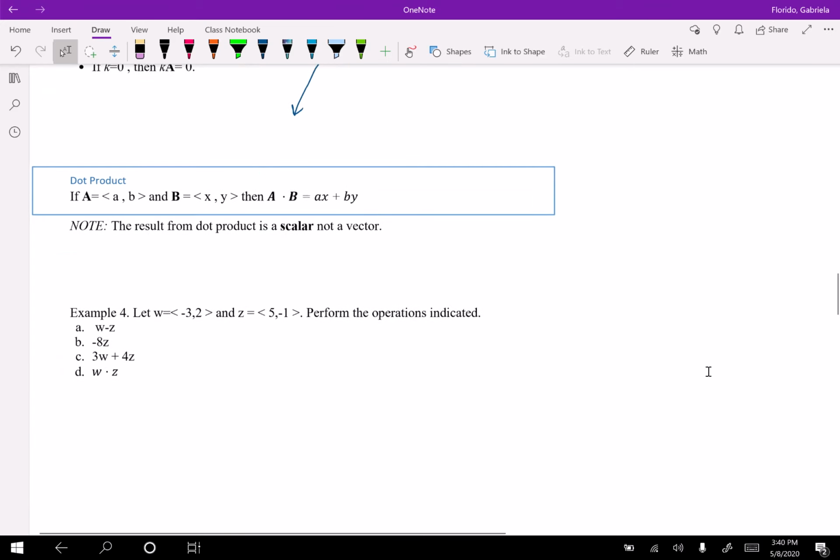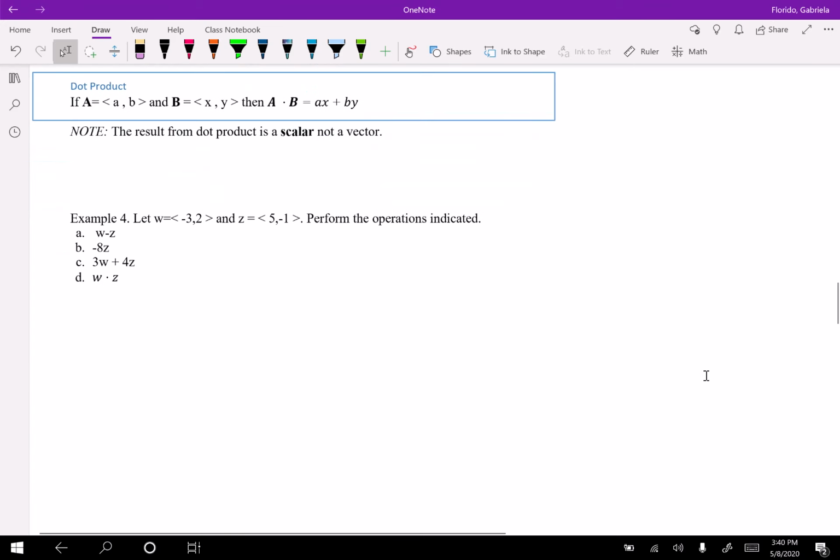Now let's talk about the dot product. So if we have vector A, which is equal to a, b, and we have vector B, which is equal to x, y, then the dot product of A and B is equal to ax plus by. So what is happening here? What is the dot product? What it seems like is that we're multiplying the first components and then adding it to the product of the second components. So that's going to be the dot product.